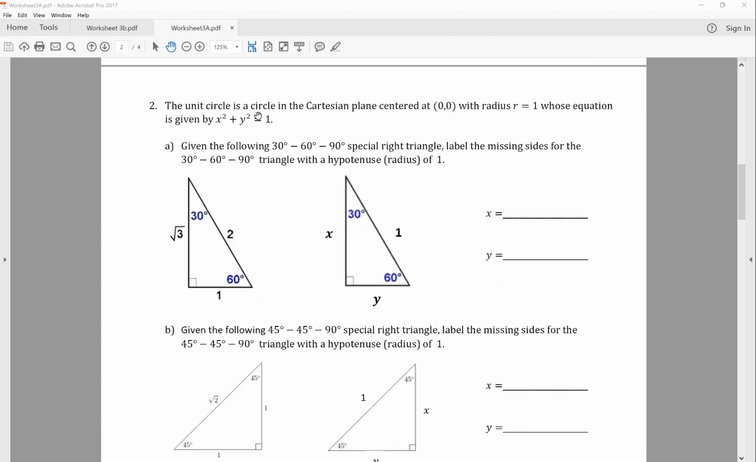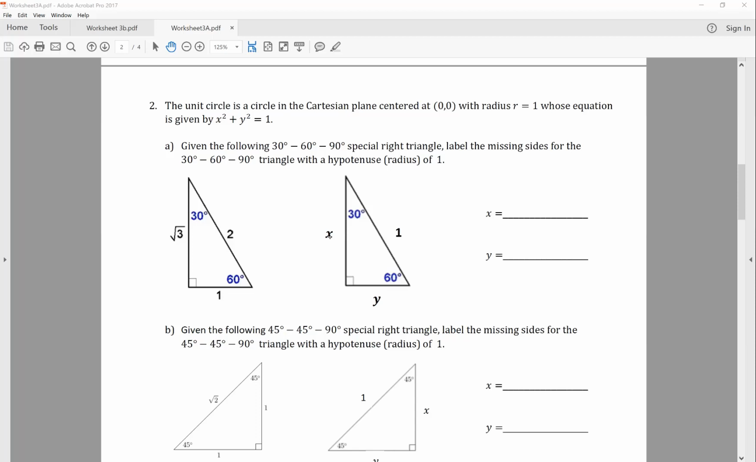So number 2, the unit circle is a circle in the Cartesian plane centered at 0, 0 with radius equal to 1. And the equation is always x squared plus y squared equals 1. You can think of this still as the equation of a circle. And if we make a triangle inside of that circle, it's also the equation of every right triangle that I can put into that unit circle. It's 1 because the radius of a unit circle is 1.